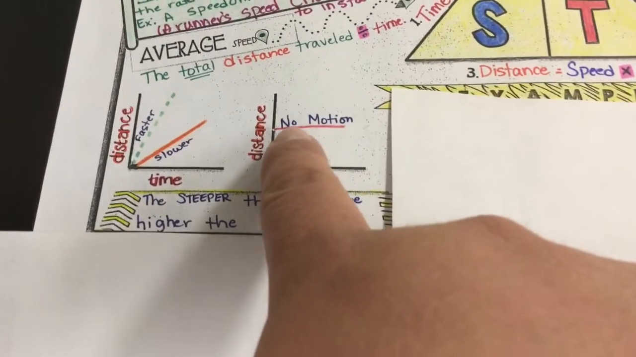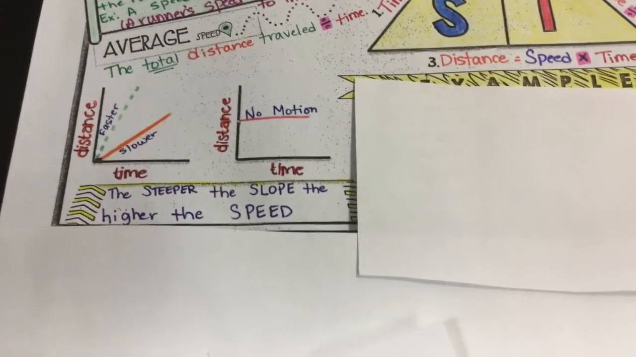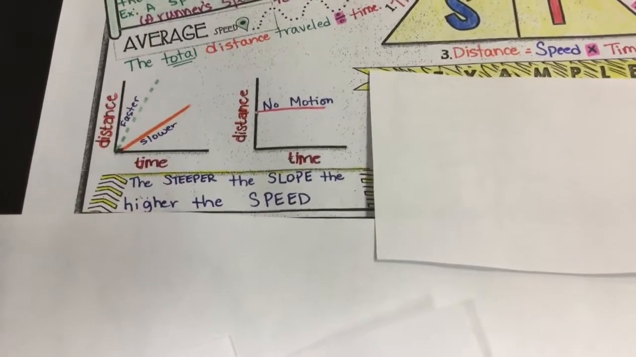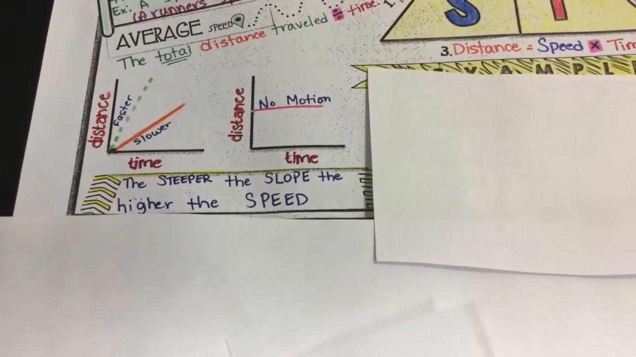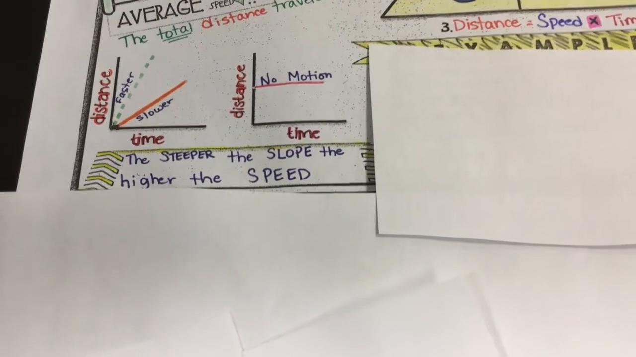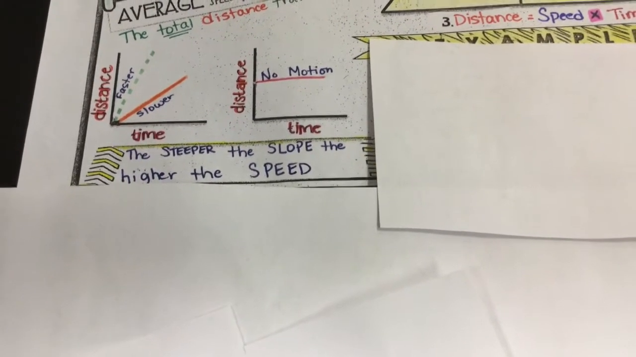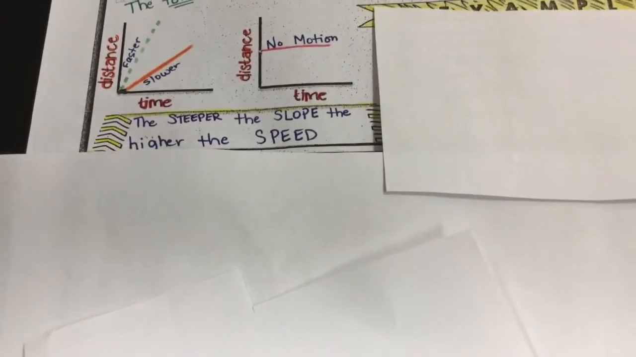Now, if the line is going consistently straight, remember it remains constant. Constant, we said, means the same, no change. Then it's going to be a flat, straight line. Think about a heartbeat. If it flat lines, then it's not pumping blood anymore. And that's not good.